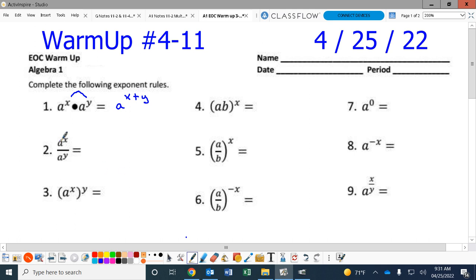Going down, when you divide like bases, what do you do with the exponents? Subtract. So x minus y.